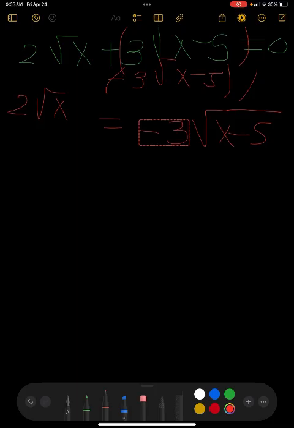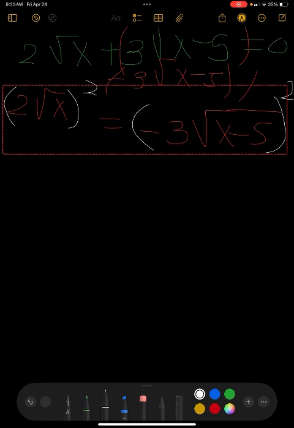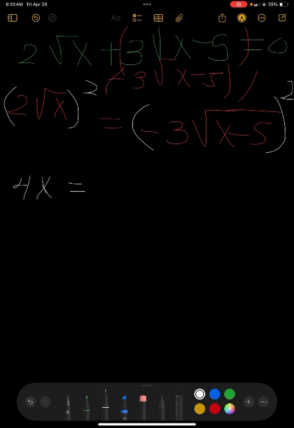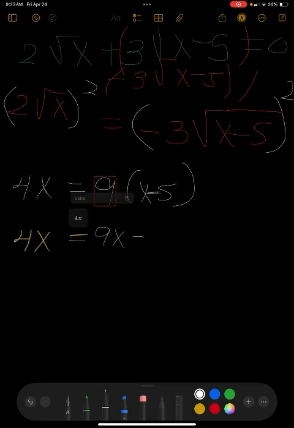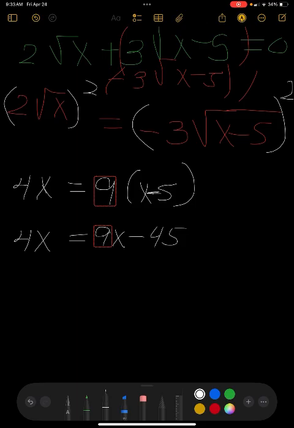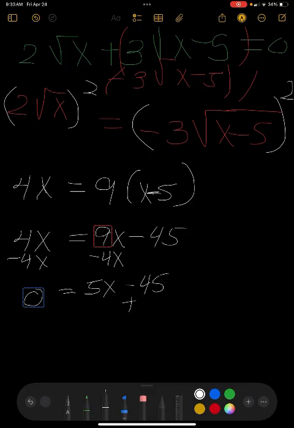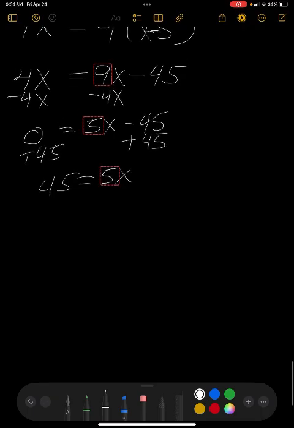All right, now we have to get rid of the radicals, and we do that by squaring. So we end up with here, 2 times 2 is 4, square root of x times square root of x is x, and over here, negative 3 squared is 9, and square root of x minus 5 times square root of x minus 5 is x minus 5. And so cleaning that up, that's going to be 9x minus 45. All right, now this looks like something we're familiar with. So I'm going to bring this over here. So we get 0 equals 5x minus 45. I'm going to bring the 45 over the other side. 45 equals 5x. And then we just divide both sides by 5, 9 equals x.